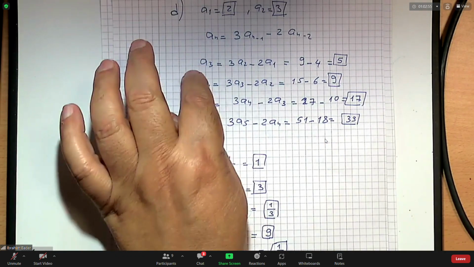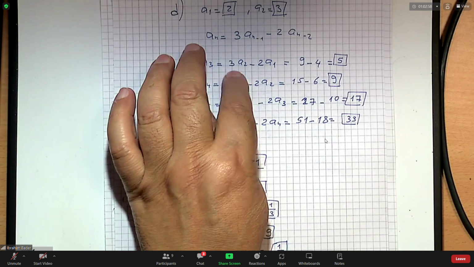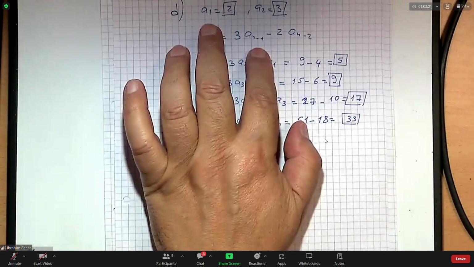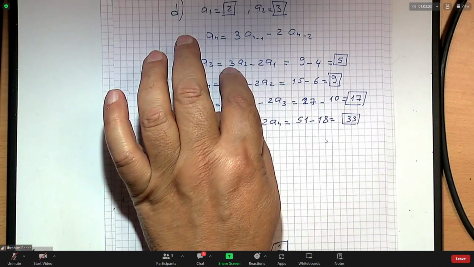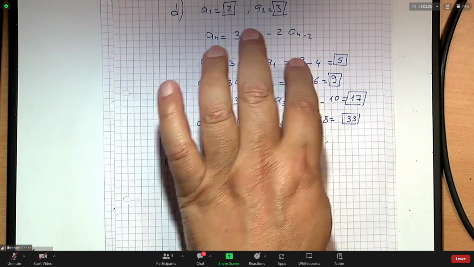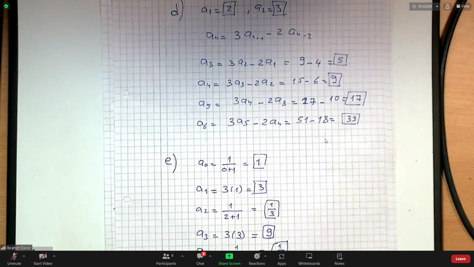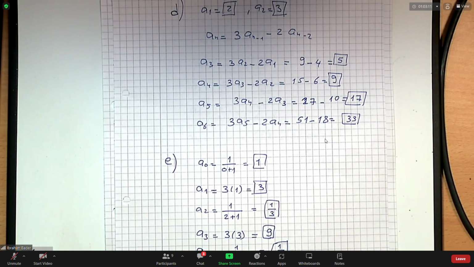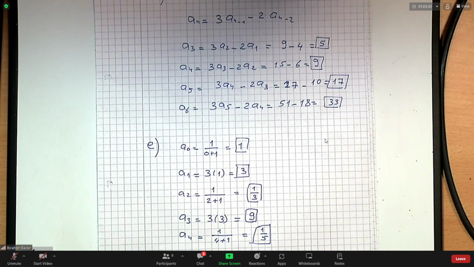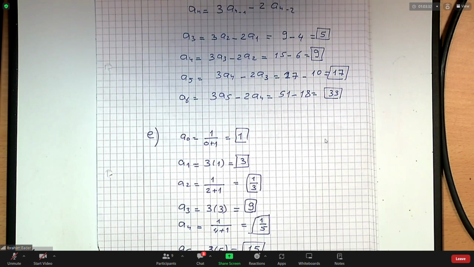Okay, for instance, here to evaluate A3, in this case, a_{n-1} is A2. So 3 times A2 is 9, and then you subtract 2 times A1, which is 4. So you end up having 5, and so on. Is it clear? Okay, so this is a typical recursively defined sequence.